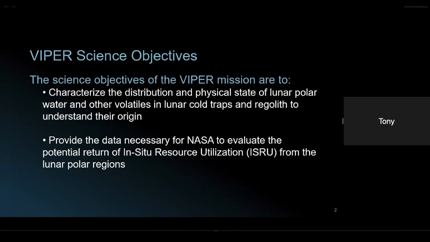This is much more of a science-driven goal compared to the next goal, which is providing the data necessary to evaluate a suite of ISRU architectures. And this is an ongoing activity within NASA and the commercial sector as to exactly what resources are at the poles of the moon and how we might utilize them. There's a range of different architectures one could choose from and work toward. And VIPER is trying to provide some critical additional data to help those technology development efforts.